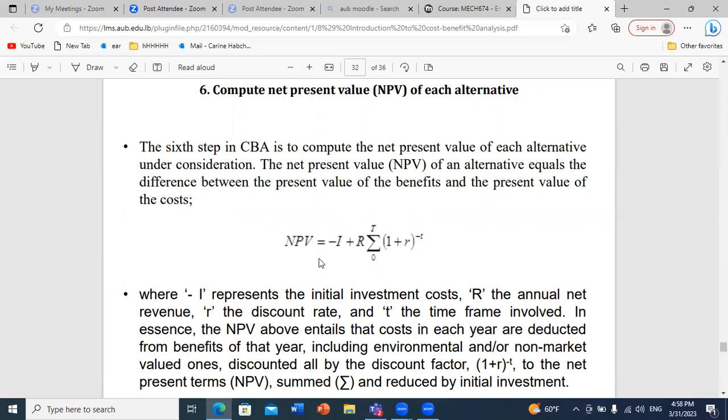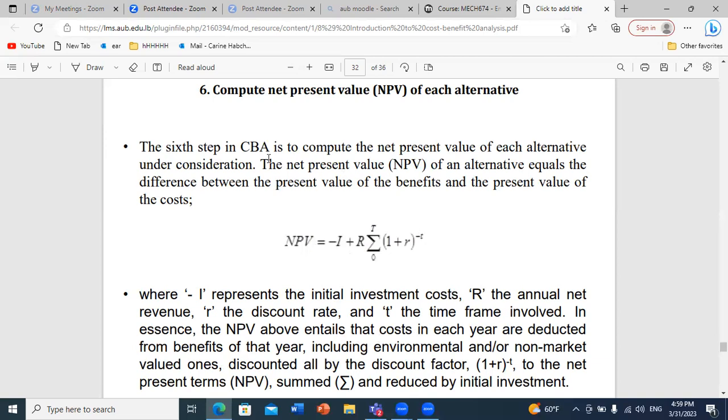Just to remind you, I represents the initial investment cost, and R is the annual net revenue, which takes into consideration income minus costs. The discount rate is r, and T is the time frame involved, the number of years. In essence, the NPV above entails that costs in each year are deducted from benefits of that year, as we did together previously, including environmental and or non-market valued ones.